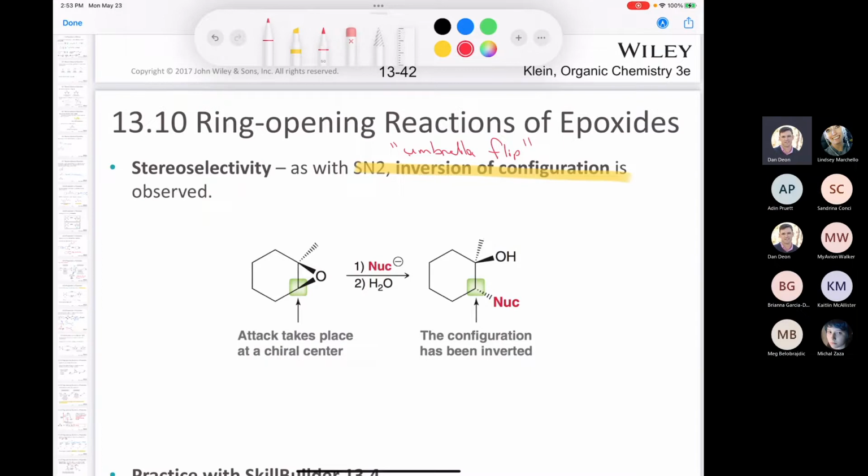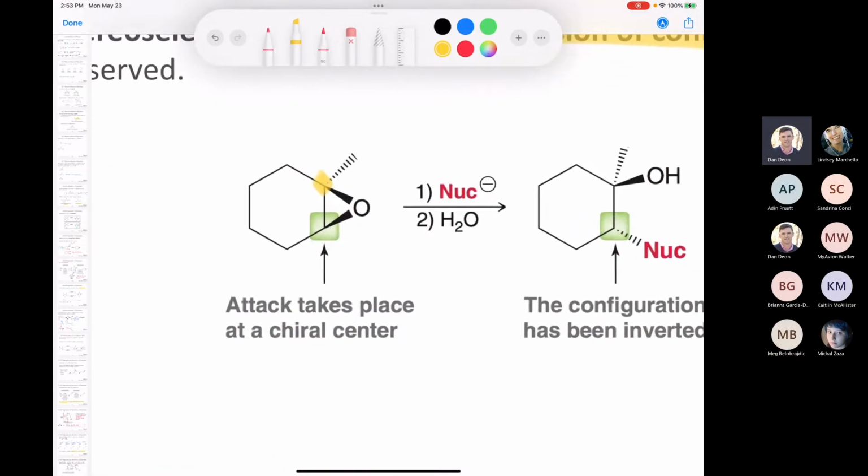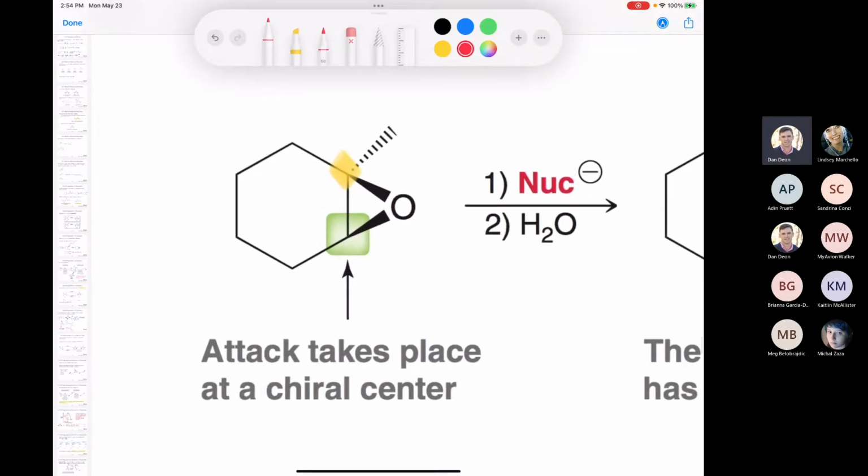So we have our nucleophile, we have 2 carbons in our 3-membered epoxide ring, or oxirane ring. Nucleophilic attack will take place at the least hindered carbon, the one highlighted in green. Look very carefully at this bond. This bond is going up. It's coming towards you, out of your screen. And so when the nucleophile attacks, it's going to attack from the bottom face of the molecule.